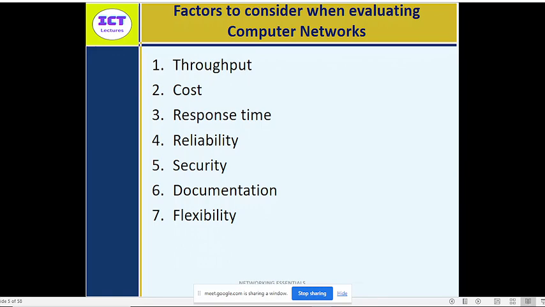Because if you have a network that shares a lot of files, then you have to look at the throughput keenly, and of course the cost. So before implementing a network, you need to budget, know the hardware and the software that are going to be purchased and implemented there. We also need to look at reliability.